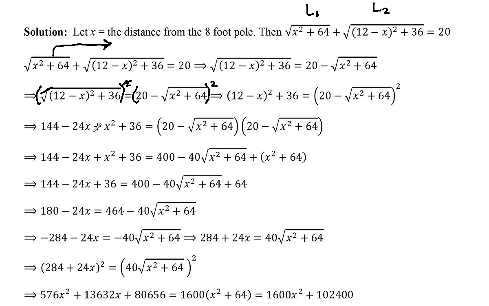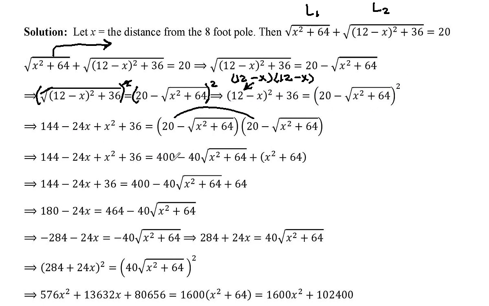On the left-hand side, we're going to go ahead and FOIL this out: 12 minus x times 12 minus x. First terms, 12 times 12, 144. Outer terms, negative 12x, inner terms, negative 12x, that's negative 24x. Last terms, negative x times negative x, plus x squared. And then this 36 is right here. Right-hand side, we've got this whole quantity squared, so here it is times itself twice. From here to here, the left-hand side stays the same, but on the right-hand side all I did was multiply this out.